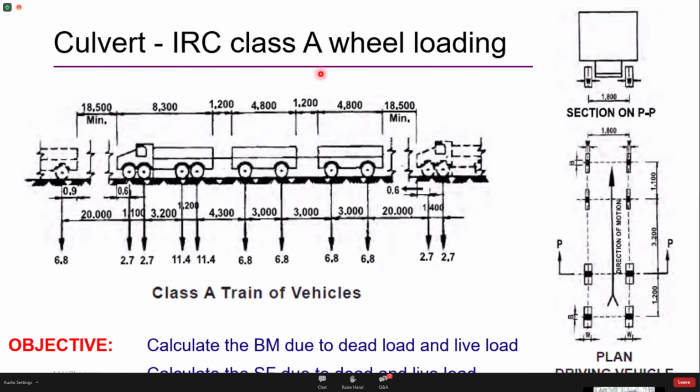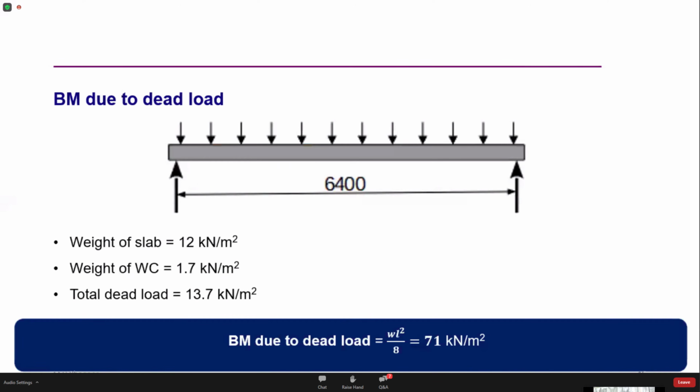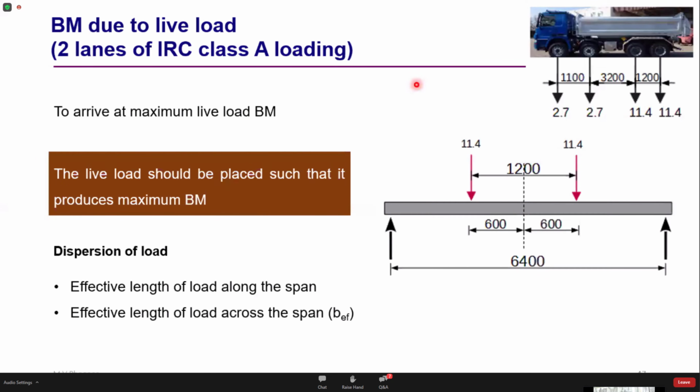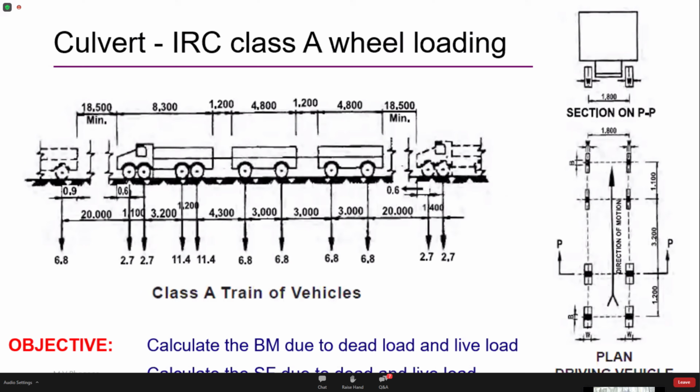If we recall the live load combinations, when the width of the carriageway is up to 7.5 meters, you have to analyze your deck slab for 2 lanes of IRC class A loading, or 70R. So for illustration, I'm going to analyze this deck slab for 2 lanes of IRC class A loading. So this is the IRC class A loading.